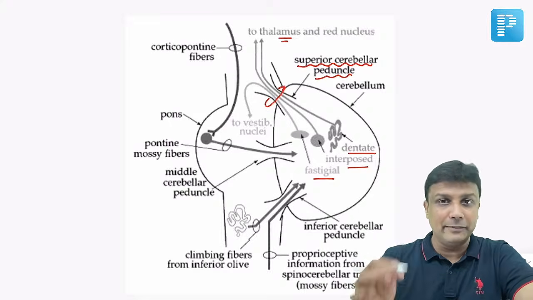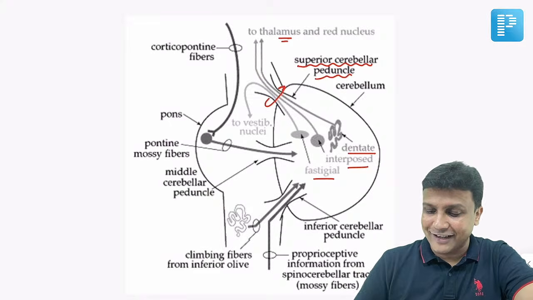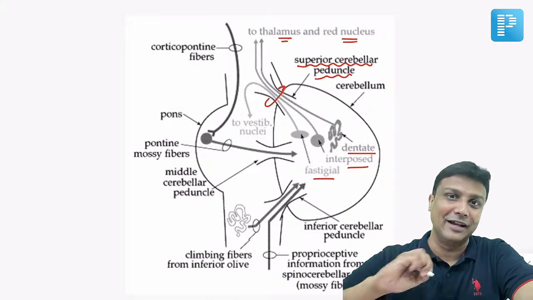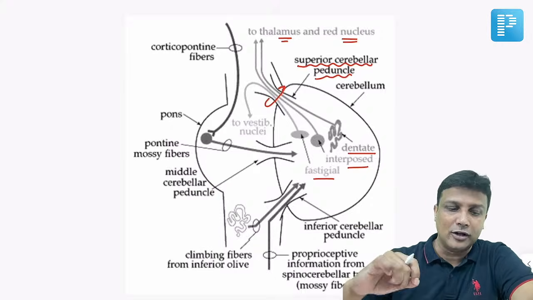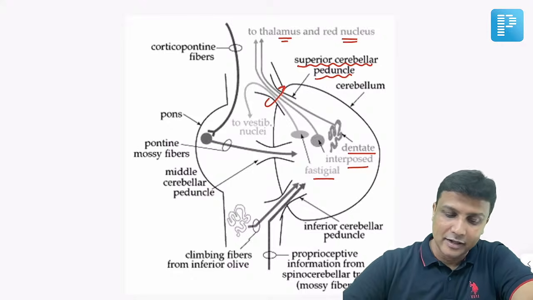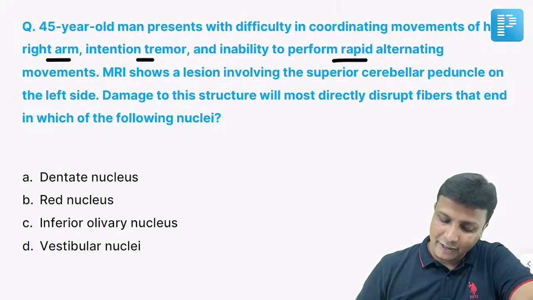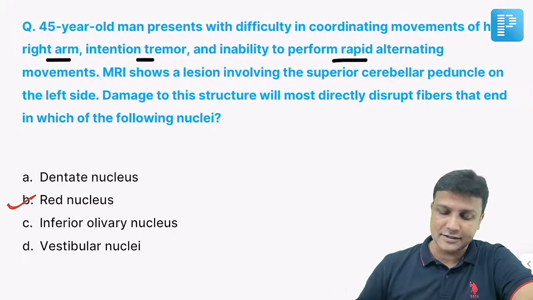From the midbrain, through the midbrain, it is going and ending in the thalamus, as well as the red nucleus present in the midbrain. So where is the red nucleus present? In the midbrain. Now if you correlate this entire concept, you'll be able to understand the fibers are finally going to end in which nucleus here? The red nucleus.